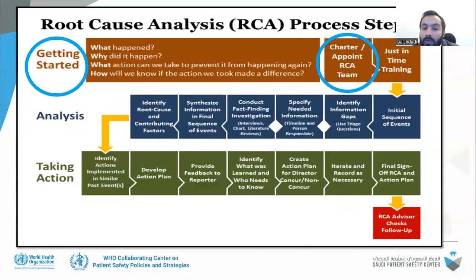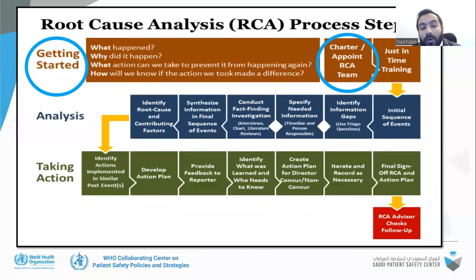Getting started. Again, we need to ask ourselves: what happened? Why did it happen? What action can be taken to prevent it from happening again? How will we know if the action that we want to take will make a difference? As my colleague said in the previous presentations, the point RCA team should be the first step, and we'll go through the analysis and taking action.